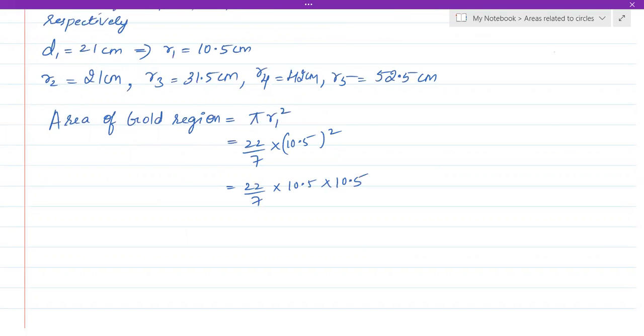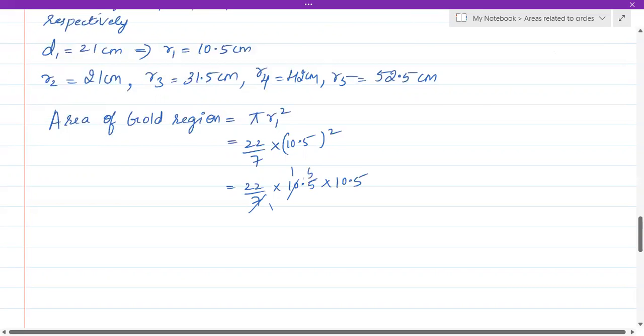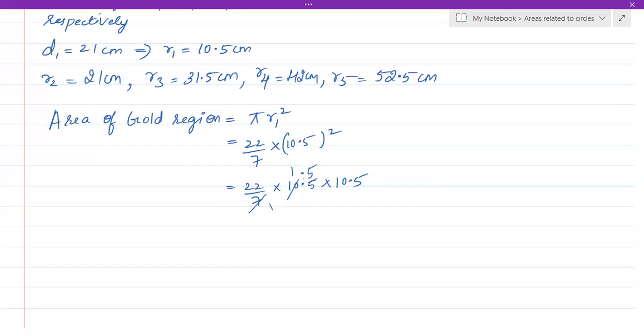Can be written as 10.5 into 10.5. And remember one thing, in this area chapter or mensuration chapter or volume chapter, any chapters, please do not multiply the values. Always try to cancel. The values will be in such a way that it gets cancelled. Here also if you observe, you can cancel. 7 1s are 7, 7 5s are 35. The decimal point as it is. Now what is left out? 22 into 1.5 into 10.5. This is what is left out.